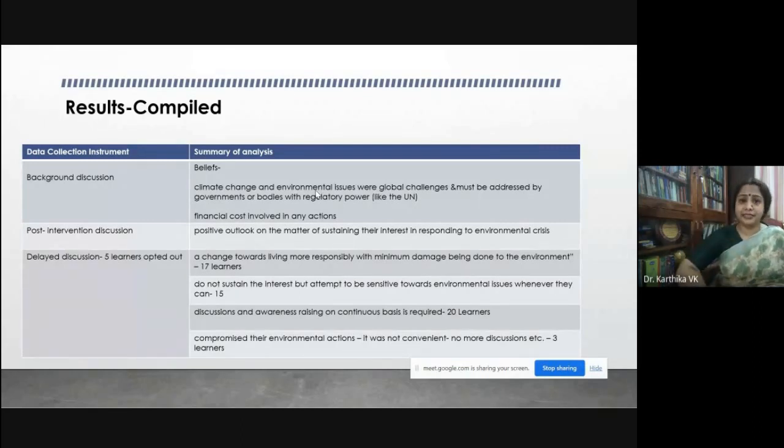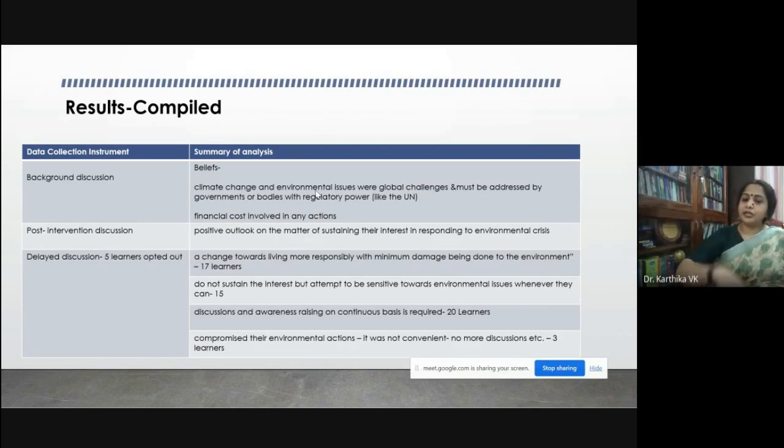The delayed discussion is even more interesting. 5 learners didn't want to talk to me. 17 learners showed a change towards living more responsibly with minimum damage being done to the environment. Look at the number, only 17. 15 people said they do not sustain any interest but attempt to be sensitive towards environmental issues whenever they can. So it's based on their convenience. They try not to litter, but it doesn't mean that they don't buy plastic goods. They don't stop buying it. They are sensitive, though, not to throw it wherever they want.